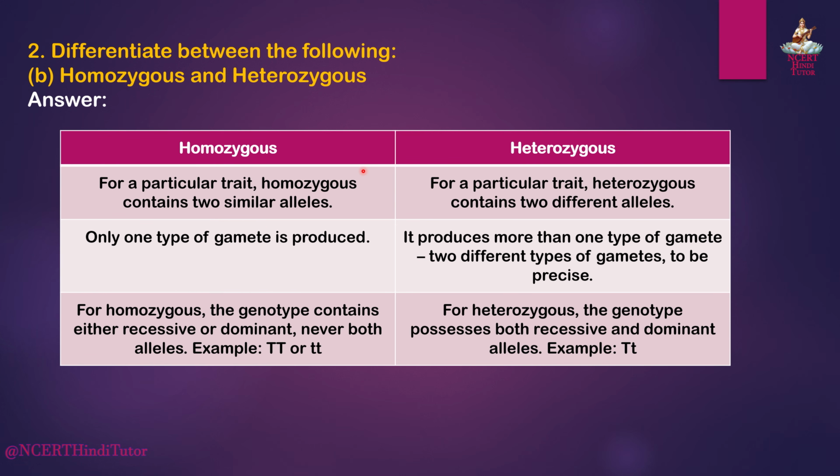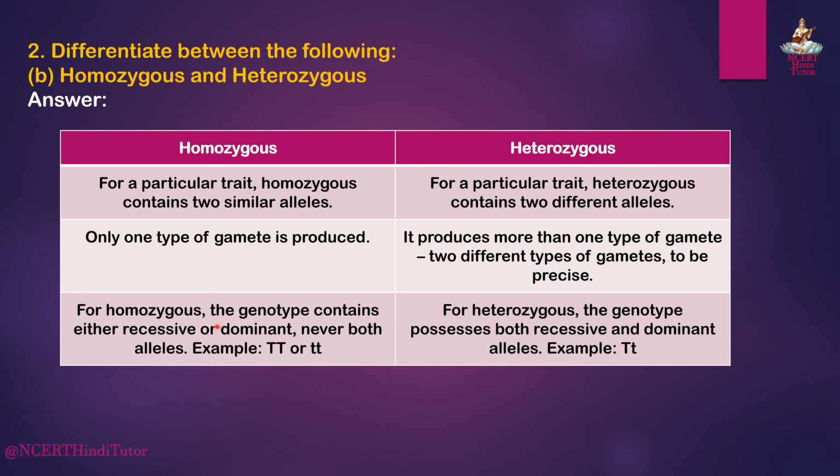B. Homozygous and heterozygous. Answer. Homozygous. For a particular trait, homozygous contains two similar alleles. Heterozygous. For a particular trait, heterozygous contains two different alleles. Homozygous. Only one type of gamete is produced. Heterozygous. It produces more than one type of gamete, two different types of gametes to be precise.